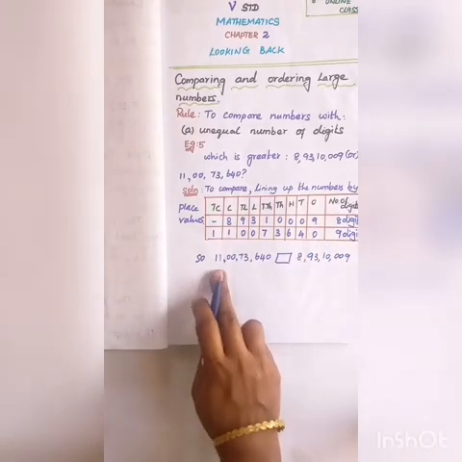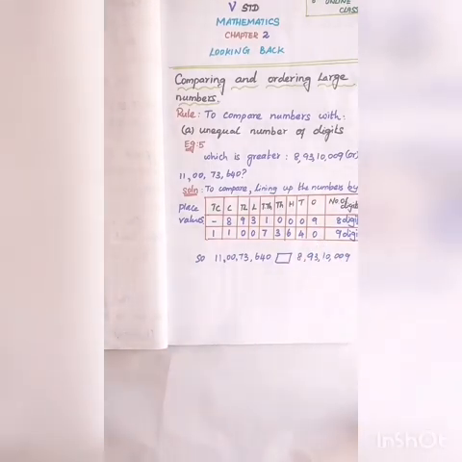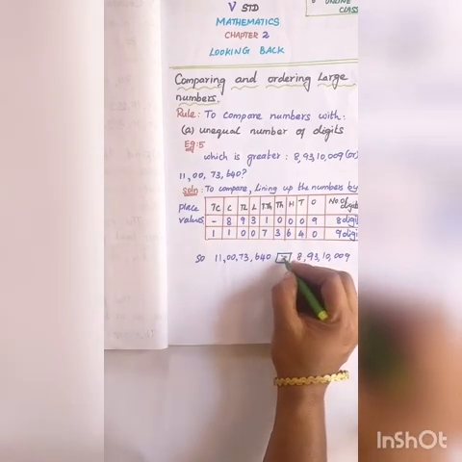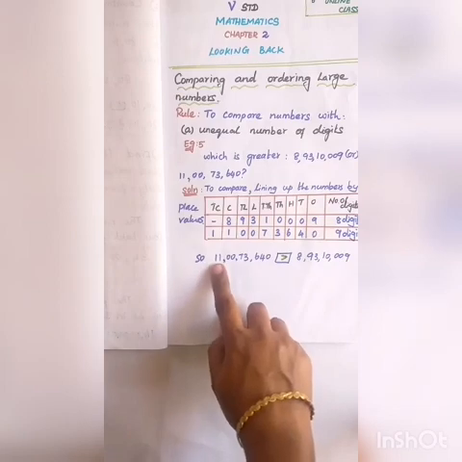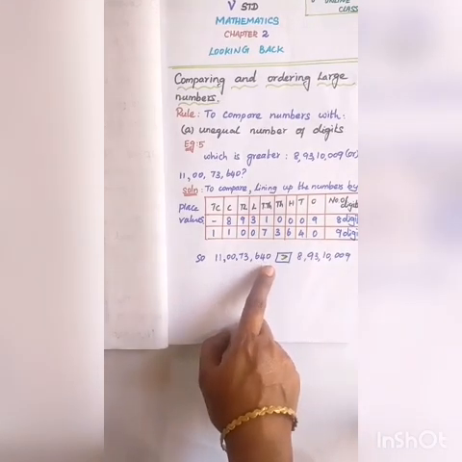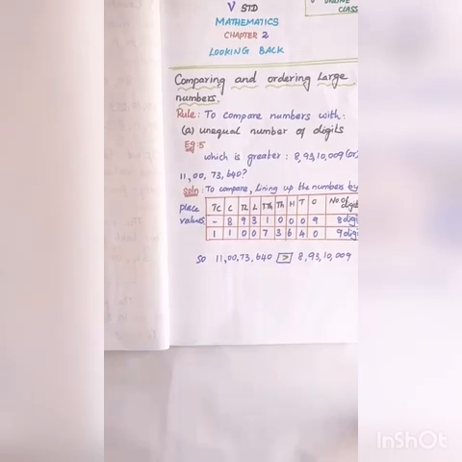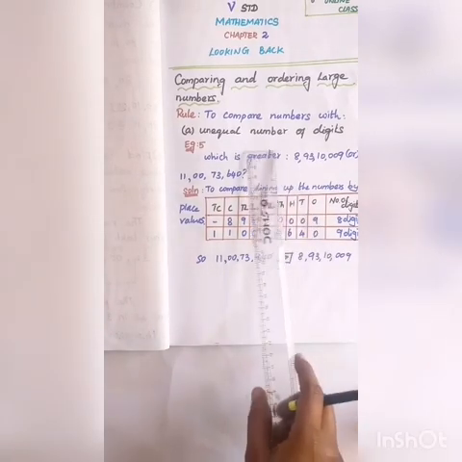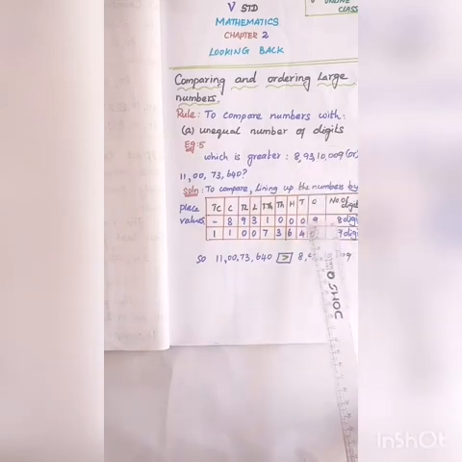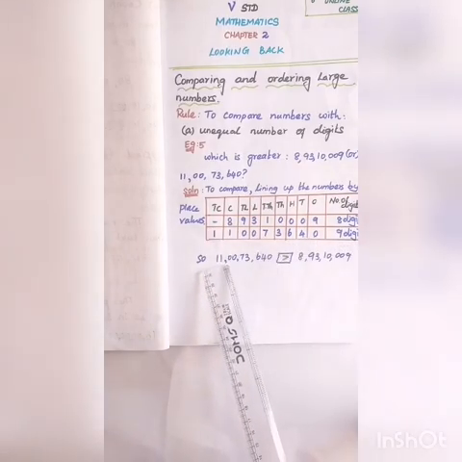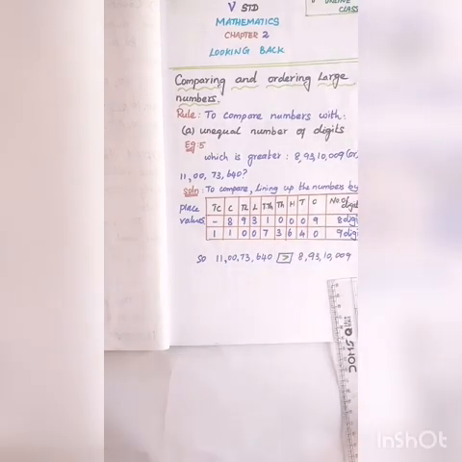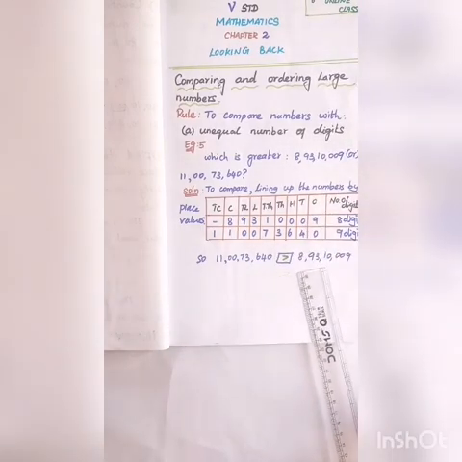So 11 crore 73,640 is greater than 8 crore 93 lakh 10,009. So this is the first rule, that is, unequal number of digits. Here the first number has 8 digits, the second number has 9 digits. You know absolutely a 9-digit number is greater. So 11 crore 73,640 is greater than 8 crore 93 lakh 10,009.